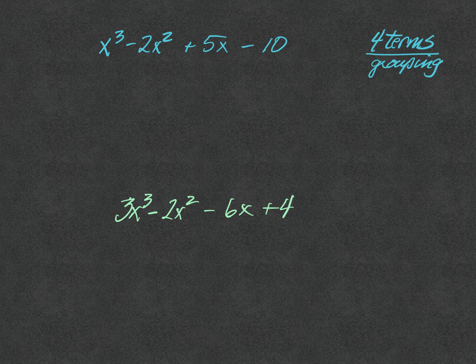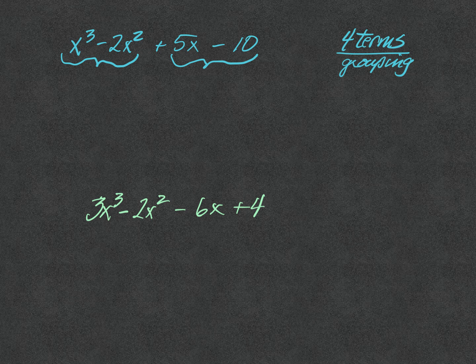And then what I do is I look at it in two parts. And I ask, what's the greatest common factor of x cubed minus 2x squared? Well, it's x squared. I have an x squared that goes into both of these. X squared times x is x cubed, and x squared times negative 2 is negative 2x squared. So now you notice I've pulled out the common factor.